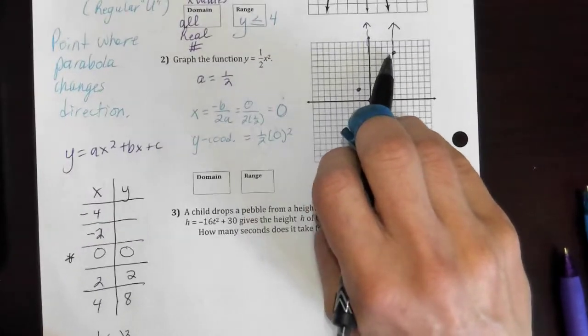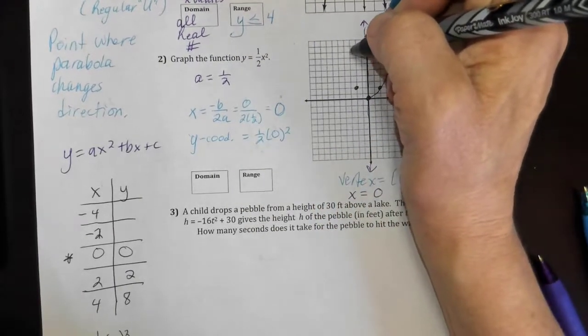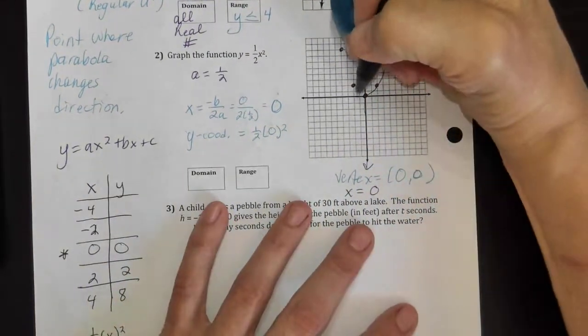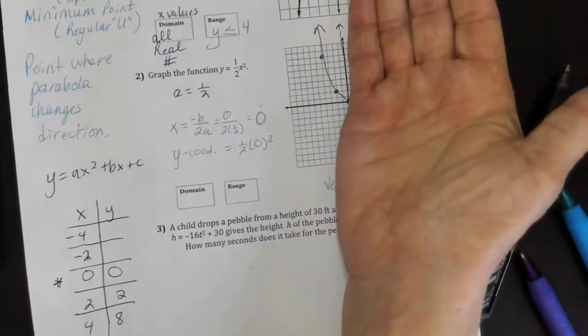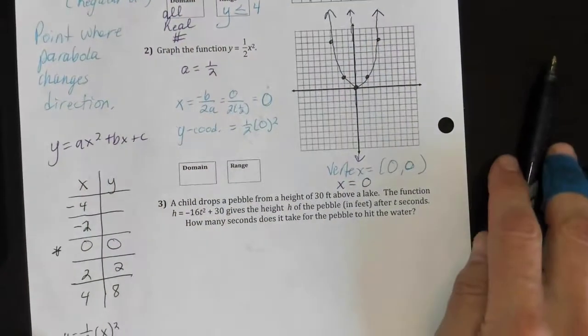This point is 1, 2, 3, 4 to the right. I'm going to go 1, 2, 3, 4 to the left. And I'm going to connect them. And it should look symmetrical. If I folded this over onto this part, they would match.